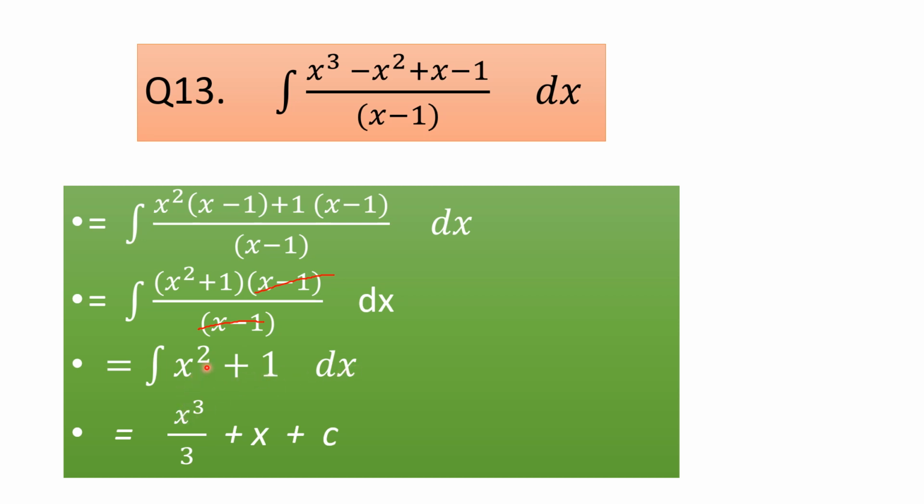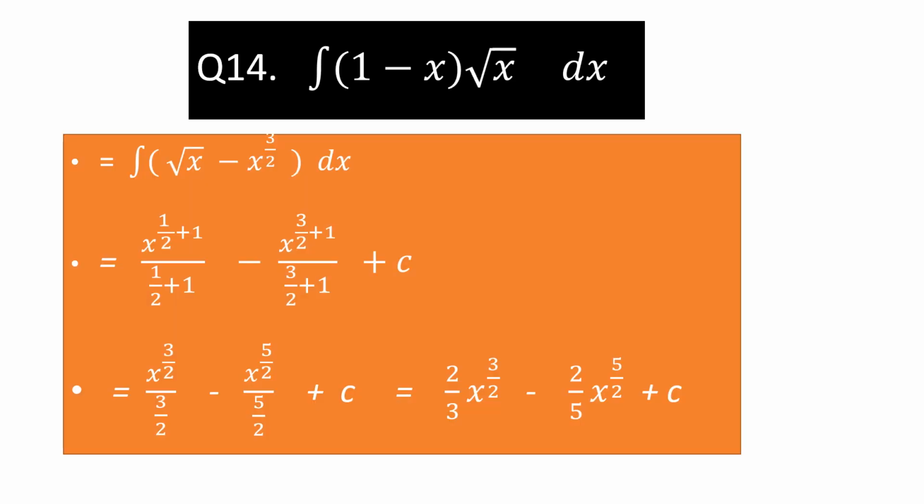Now, what is the integration of x square? It is x cube upon 3. Integration of 1 is x. So the answer to the given question number 13 is x cube upon 3 plus x plus c. See, if you visualize the question nicely, it's a very simple one. Rather than mugging it up, you just understand that you have to factorize the numerator. Okay, very simple.